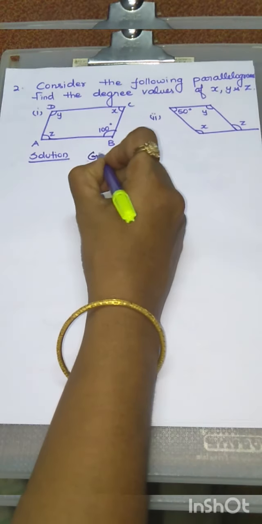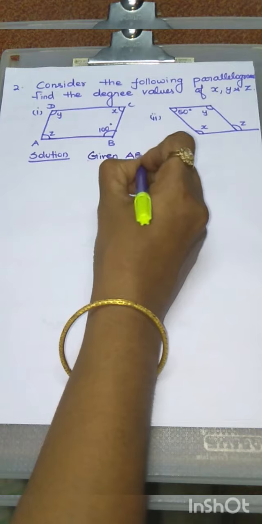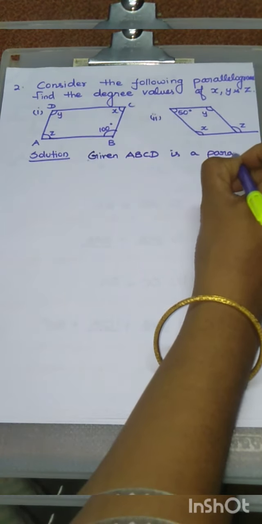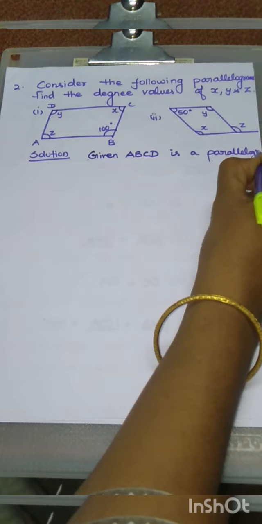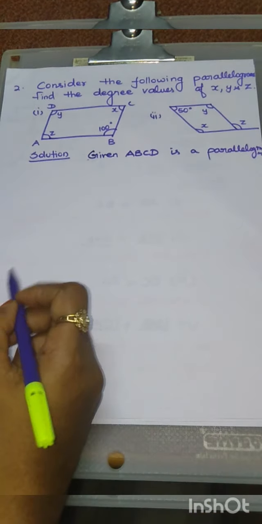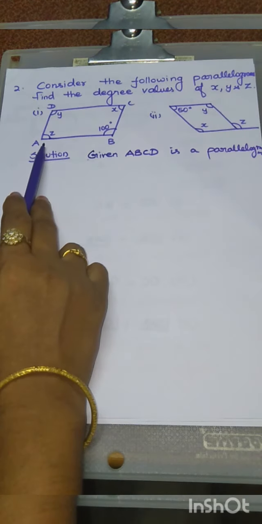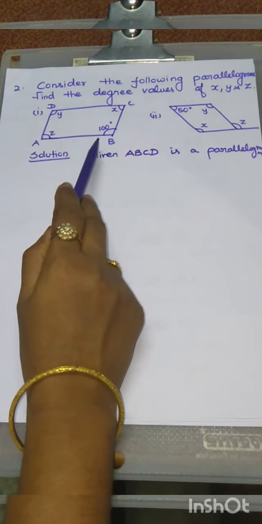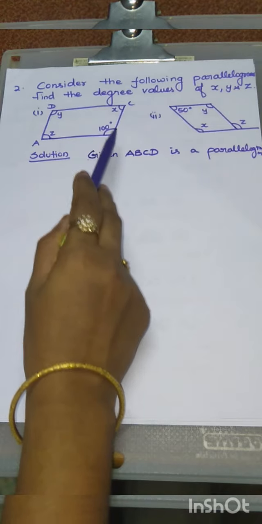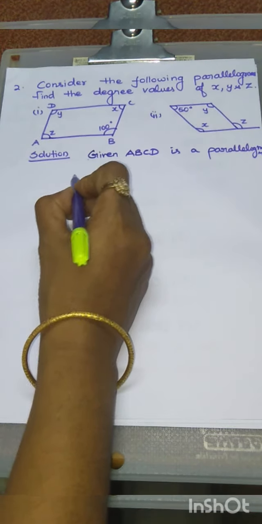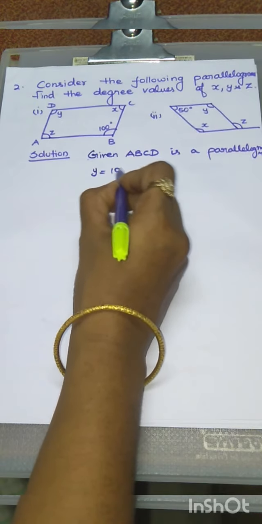ABCD is a parallelogram. That is our given. What is given? ABCD is a parallelogram. Okay. What is given? Angle B value is 100 degrees. We have to calculate the remaining 3 unknown values. For the important properties of a parallelogram, opposite angles are equal. So directly we have to take y is equal to 100 degrees.